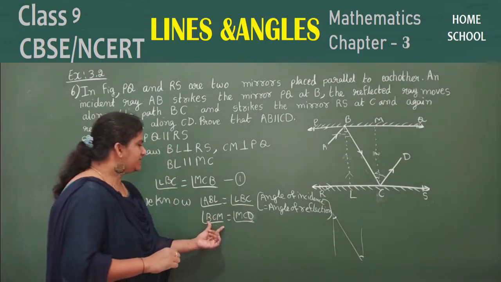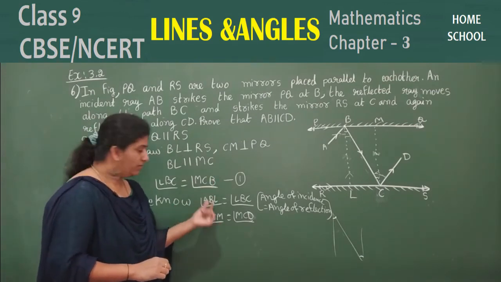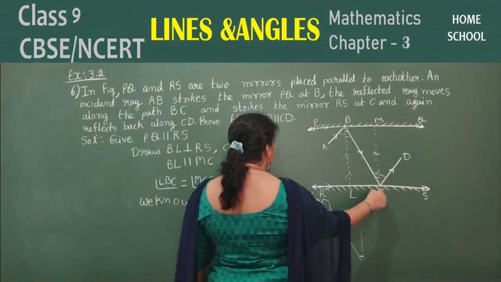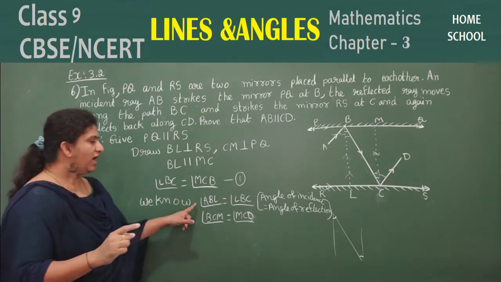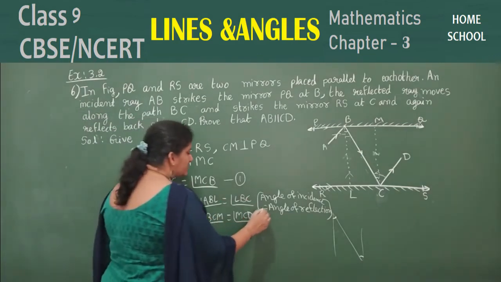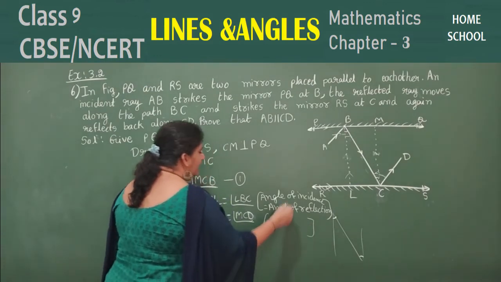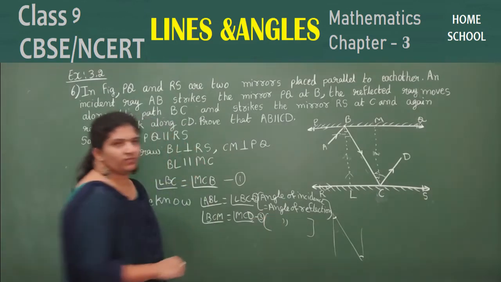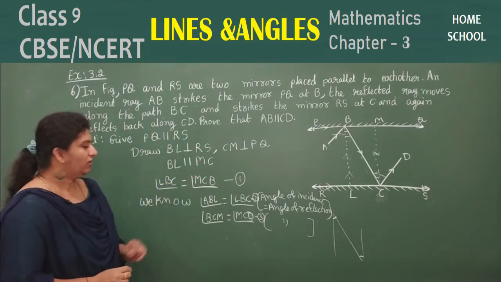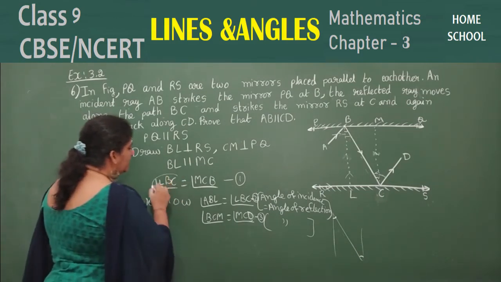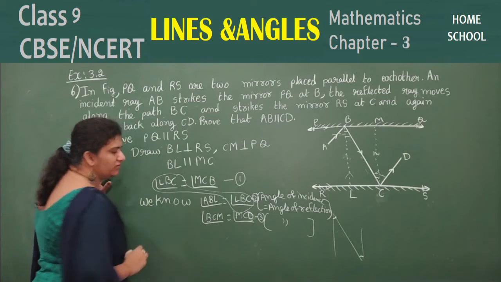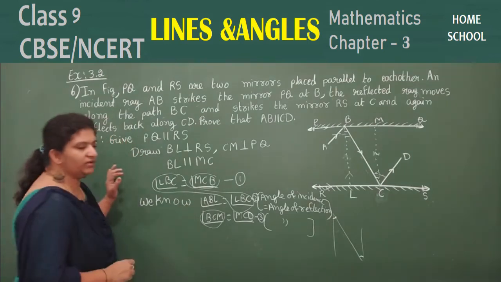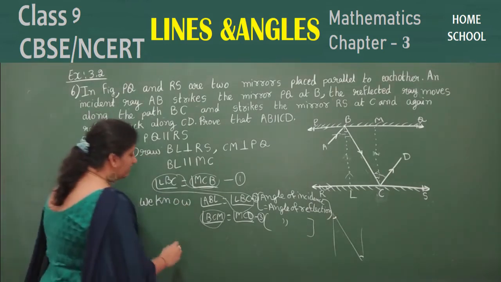See here, BCM or MCB both are the same, but the main angle is C, right? Now observe these two carefully and mark in the same manner. Angle of incidence is equal to angle of reflection. Mark this as 2 and mark this as 3. On comparing, what can I say here? In these two, LBC is common. Then MCB is common.